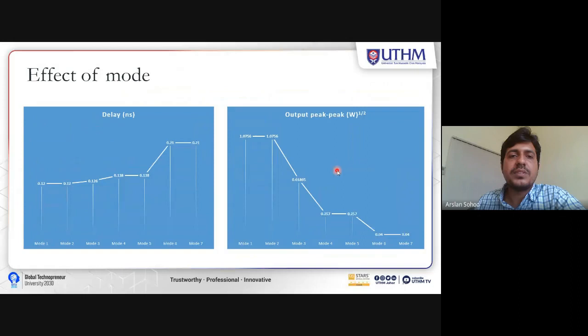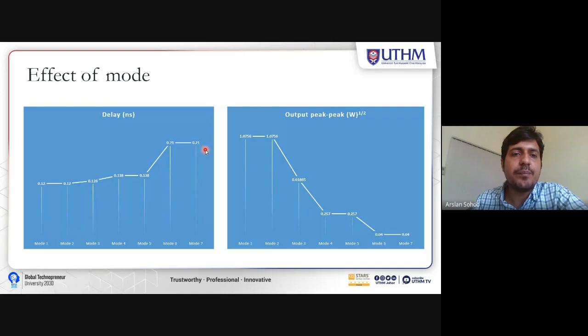So, the effect of modes on propagation. You can see for the first mode, the delay from input to output is about 0.12 nanosecond. Mode 2 is the same because they are both the same mode. For mode 3, it is increased. And at mode 7, it is 0.21 nanosecond delay. So the higher modes have more delay.